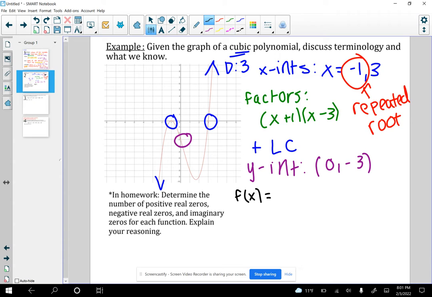So I could have some vertical stretch or shrink factor. I'm going to call this a. What I do know is I have a factor of x plus 1, and I know that one is squared because I get that repeated root, or repeated solution, and it also touches the graph there. And then I know I have that factor of x minus 3. So what we can do is plug in this point here, (0, -3), and solve for that a value.